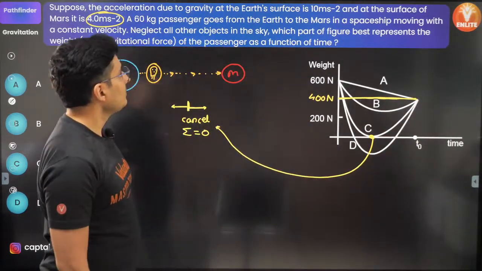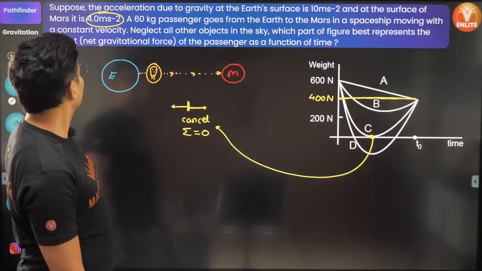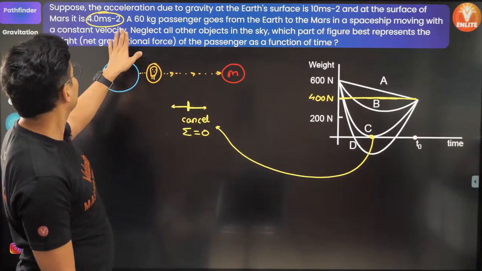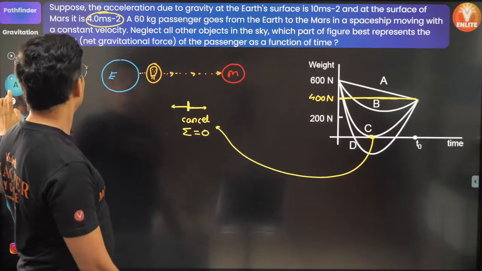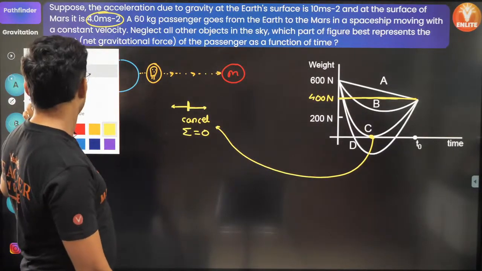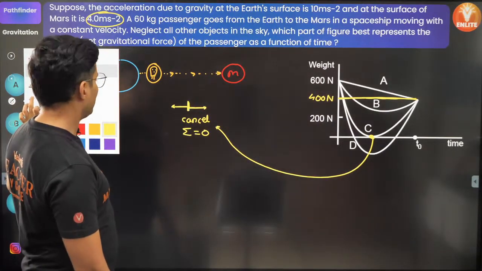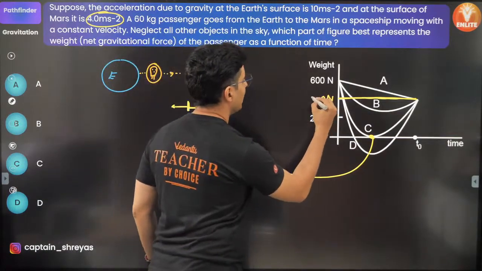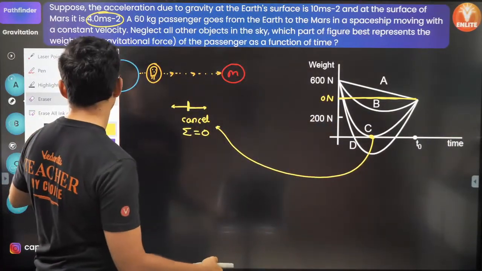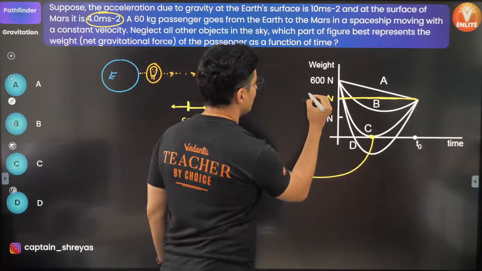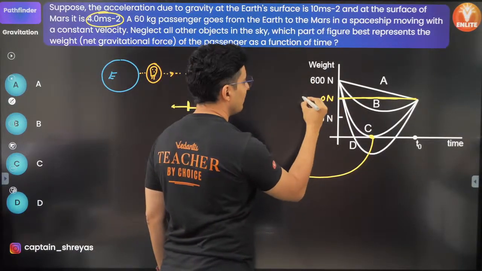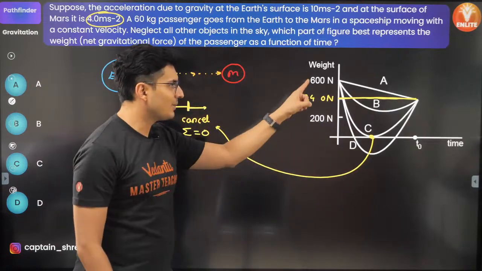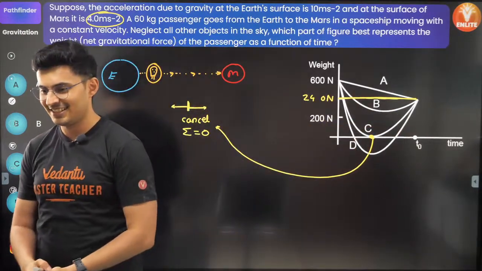60 into, sorry, what is the mass given? 60, yeah. Oh, sorry, my bad, it will be 6 into 4, 240 Newton, not 400 Newton. It's 60 kg, 60 kg into 4, 6 4s are 24, so it will be 240 Newton. So that's why the graph will look something like this.